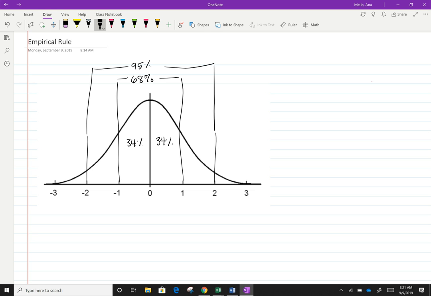If you were to take 95% and subtract 68%, you would have 27. That means that in the outer regions here, that's 27% because I already have 68 in the middle. Well, if you cut 27 in half, you get 13.5. There's 13.5% in the bar from -2 to -1 standard deviations, and in the range from 1 to 2 standard deviations.